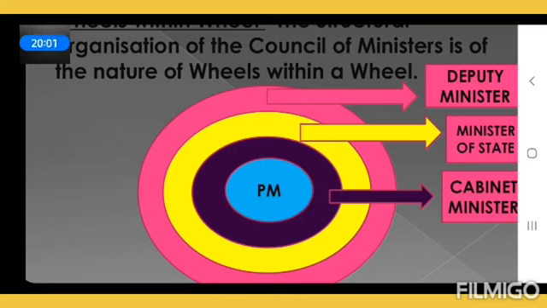And the outside wheel is your deputy ministers. The outer wheel consists of the deputy ministers, who assist the ministers of state, and they also assist the cabinet ministers. And there is also an outermost circle, which is your secretariat. The outermost wheel consists of the members of the majority party, whose confidence and support in the legislature is the real source of the power of the council of ministers.